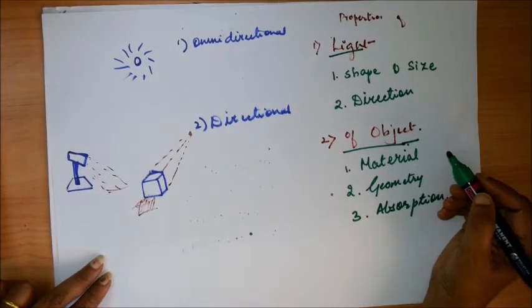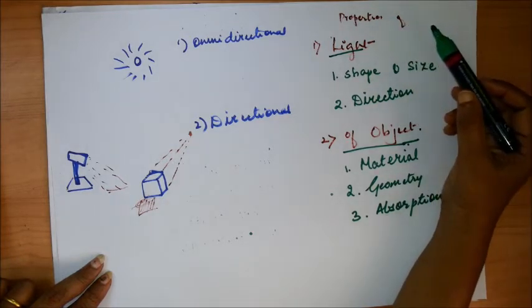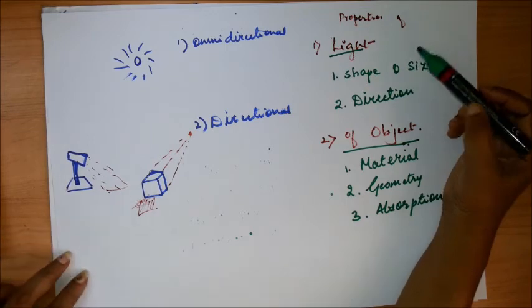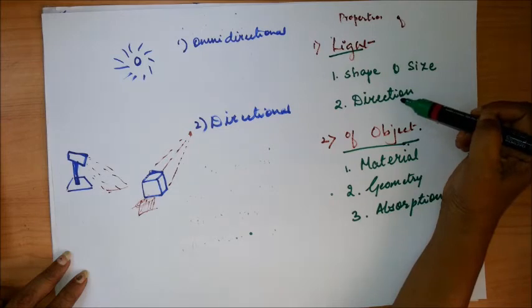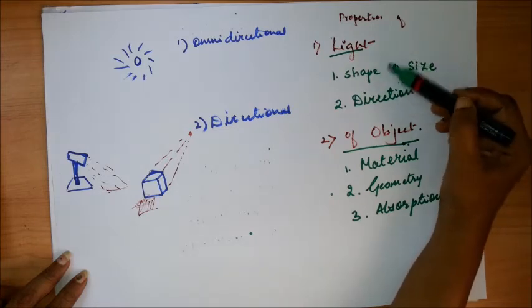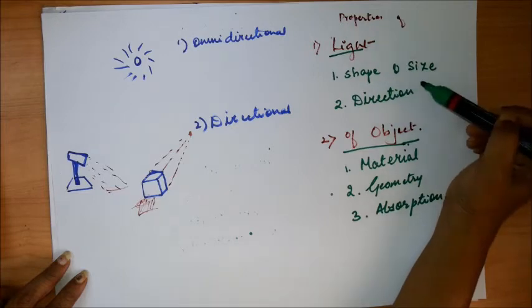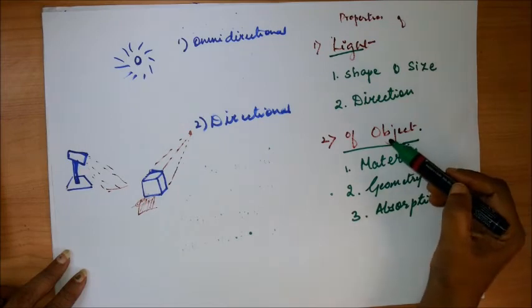Two important things that we need to consider while discussing lights and shading in CG are the properties of light that will be added in our scene: the shape and the size of the light, as well as the direction. The bigger the size, the brighter it is; the shape as well as the direction will play an important role, as well as the properties of the object that you are planning to see or to illuminate.